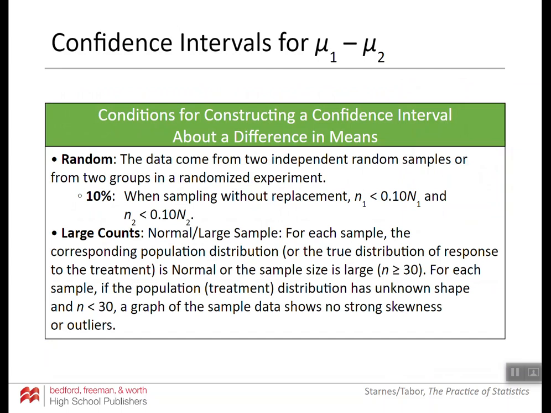or the normal condition. So each sample has to either come from a population that is known to be normally distributed or have a large sample size. For each sample, if the population distribution has an unknown shape and n is less than 30, you need to make a dot plot, histogram, box and whisker plot, whichever plot you think is appropriate, to show no strong skew or outliers.